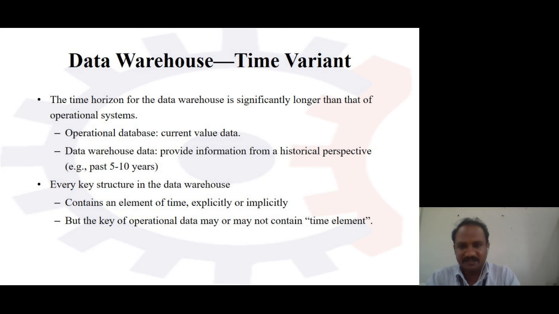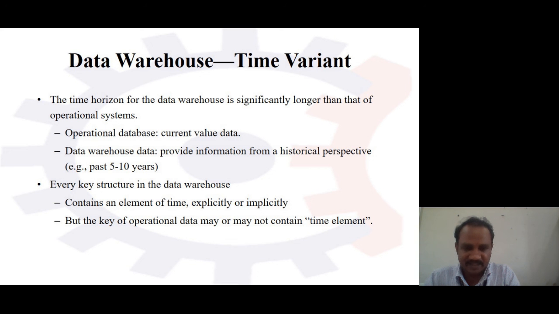Then we will see time variant. Data warehouse is a time-variant collection of data. The time horizon for the data warehouse is significantly longer than that of the operational system. Operational database holds current value data. Data warehouse data provides information from a historical perspective, for example, the past 5 to 10 years. Data warehouse collects data from the previous few years, and that data collected by the data warehouse is analytical data.